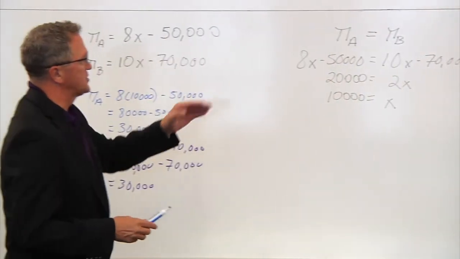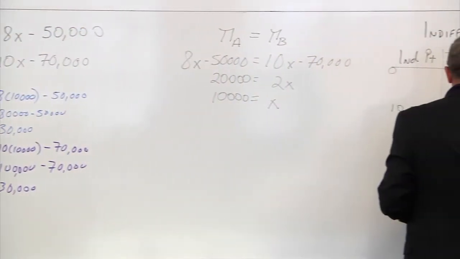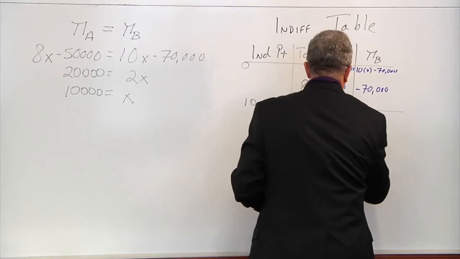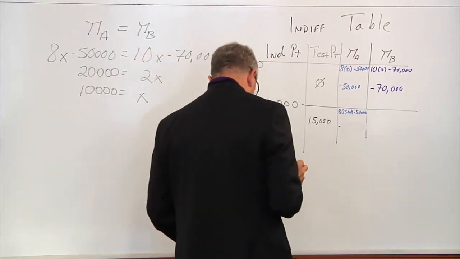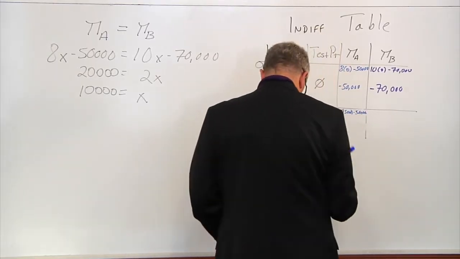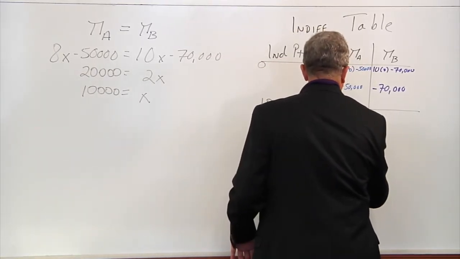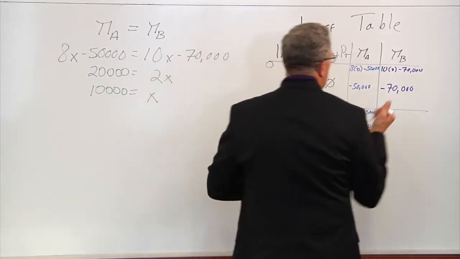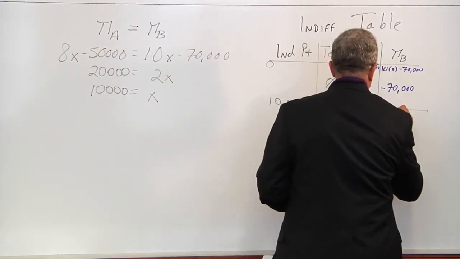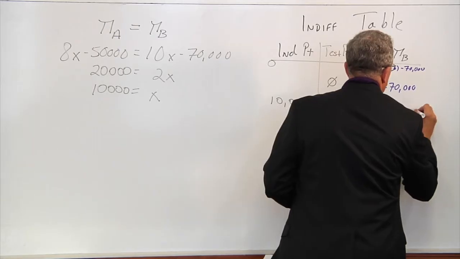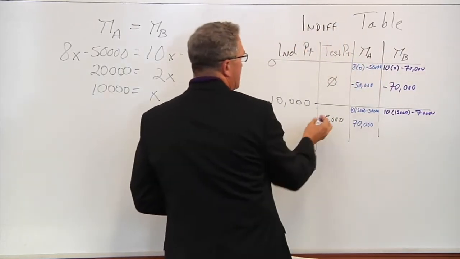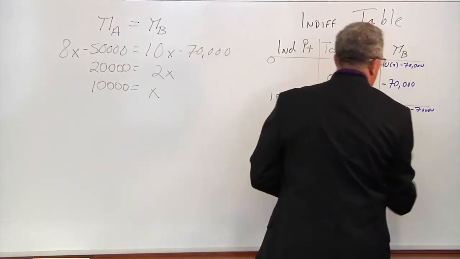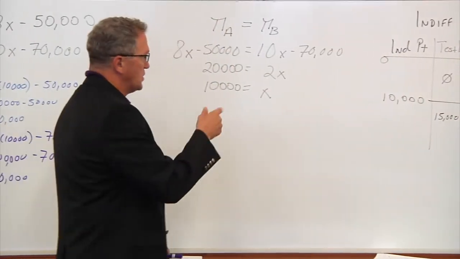Now we calculate it for the other test point, 15,000. So we have $8 for each of my 15,000 units minus the 50,000 of fixed costs, and we would end up making 120,000 minus 50,000, which is $70,000 in profit. On the other side, we'd have $10 per unit times 15,000 units minus the 70,000 in fixed cost. So my profit at 15,000 units would be 150,000 minus 70,000, or $80,000.